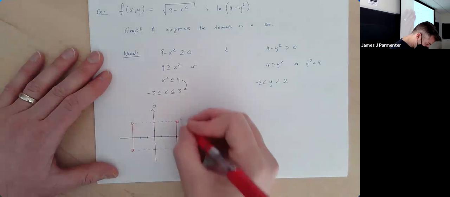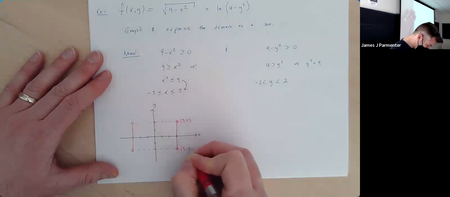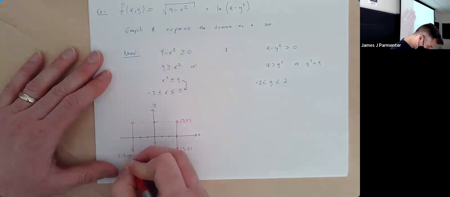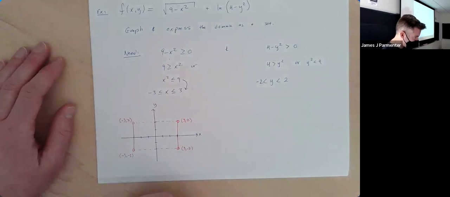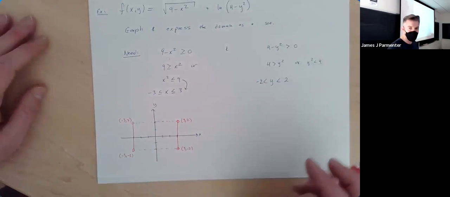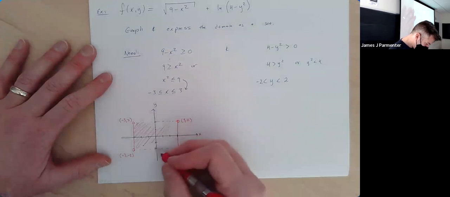I don't want the point (3, 2) or (3, -2) or (-3, -2) or (-3, 2), because those would have y values equal to 2 and I can't take the natural log of 0. So here's my domain.